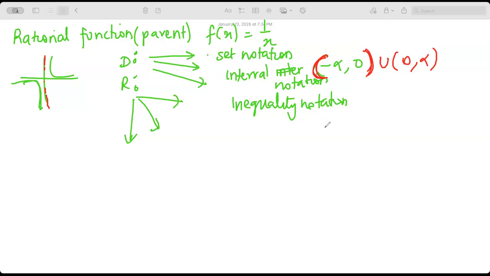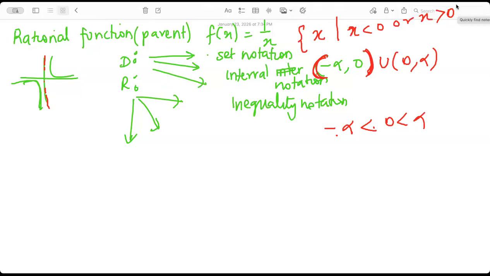In inequality notation, the same thing can be defined as negative infinity less than x less than infinity, excluding 0. There is no less than or equal to because these are all parentheses. For set notation, you will put x and then say, what will you say about x? x is less than 0 or x is greater than 0. It's not equal to 0, so you have to account for that. Then finish the curly braces. These are all the notations I'm revising after a long time.